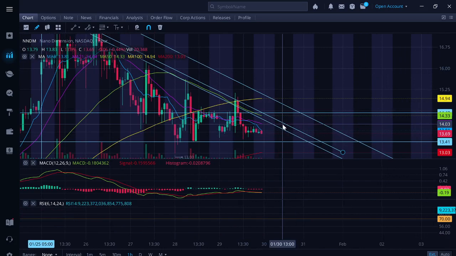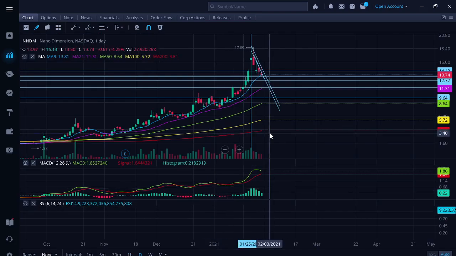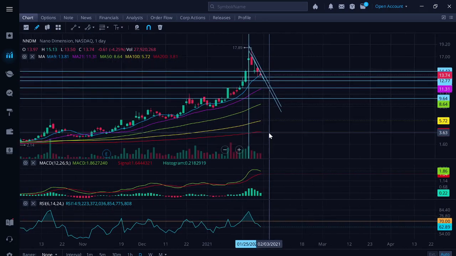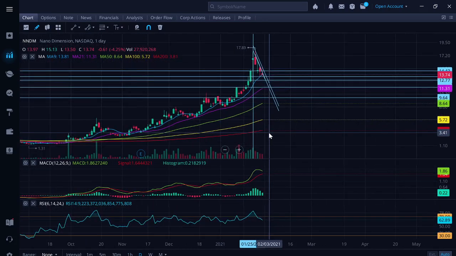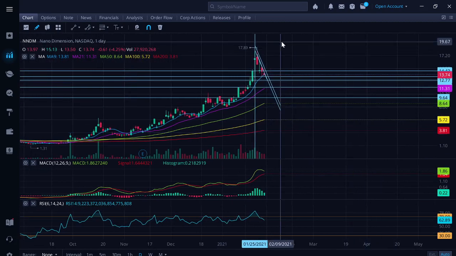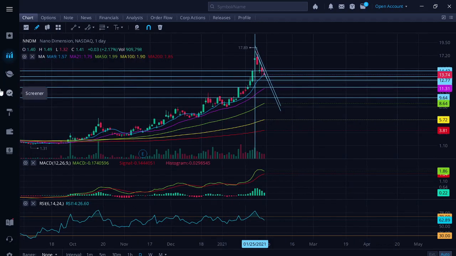But this being a very popular stock, and it has descended quite a bit down, that may happen. So let's see. Let's actually draw a Fibonacci retracement here.